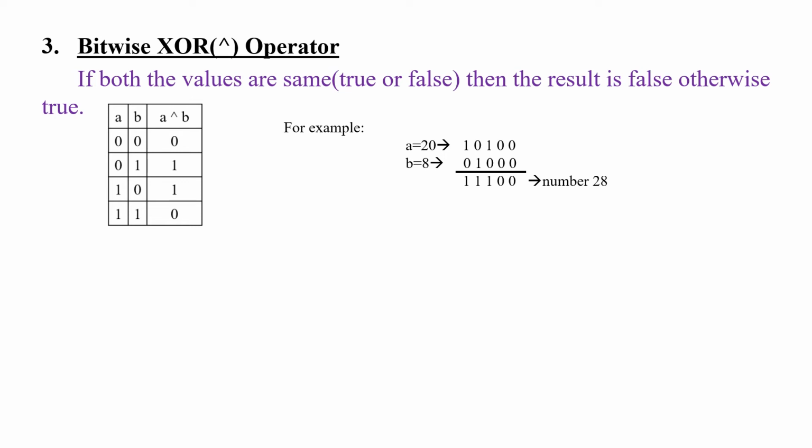Next, a is 1, b is 0. Both are different values, so output is 1. Next, a is 1, b is 1. Both the values are same, so the output is 0.